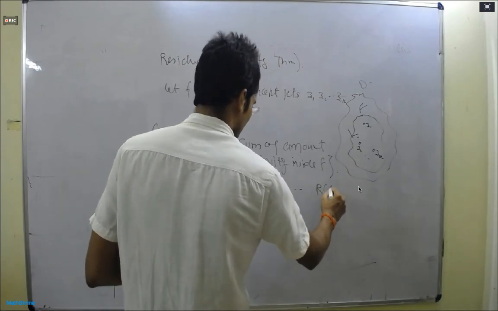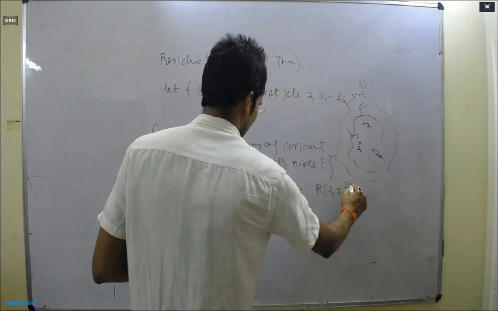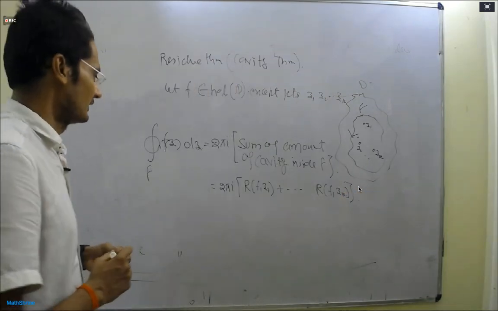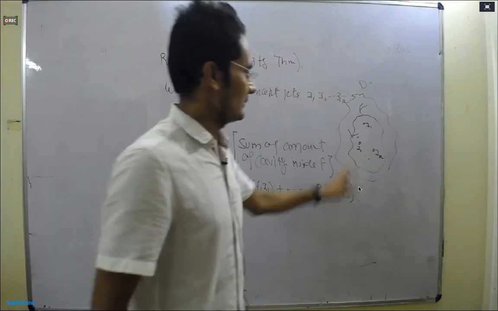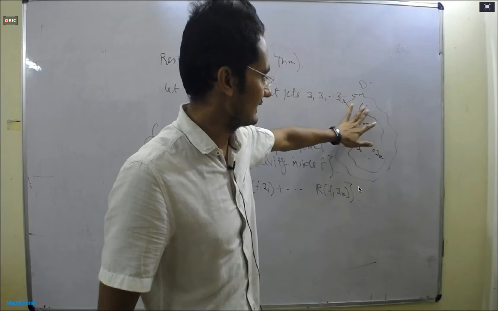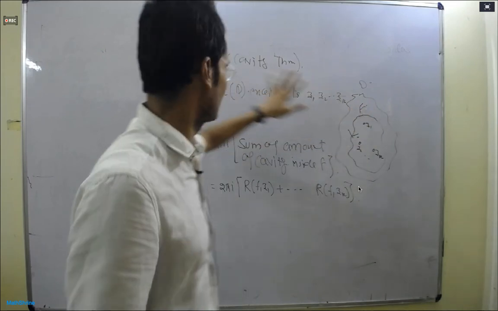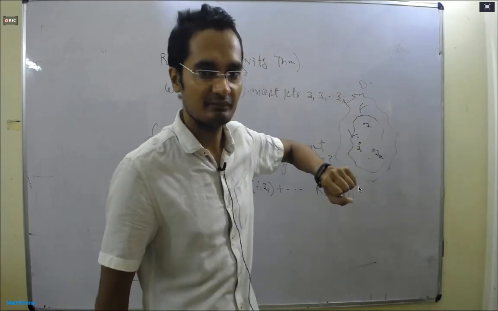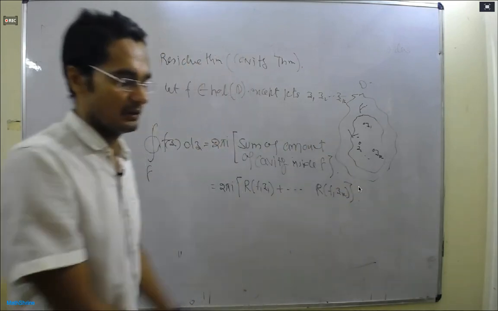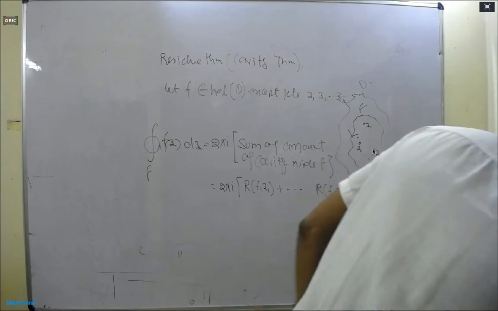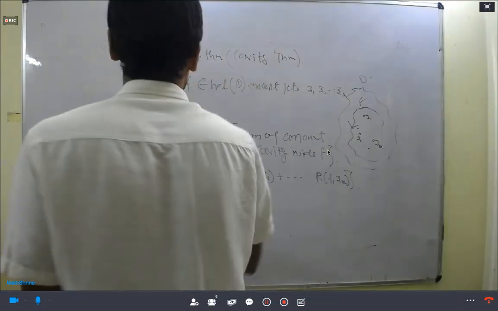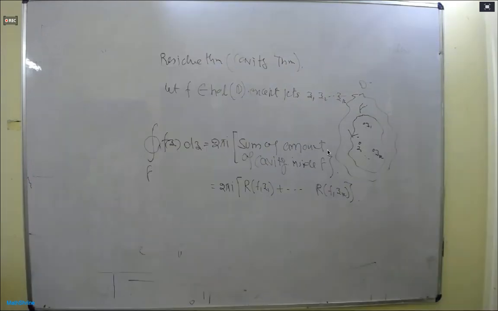Keep in mind that the singularity should not lie on the boundary. If it lies on the boundary, then the residue theorem fails. The singularity should be inside. That is the residue we will calculate. So based on it, let us solve some problems. Write first, and then I will write some previous year questions.